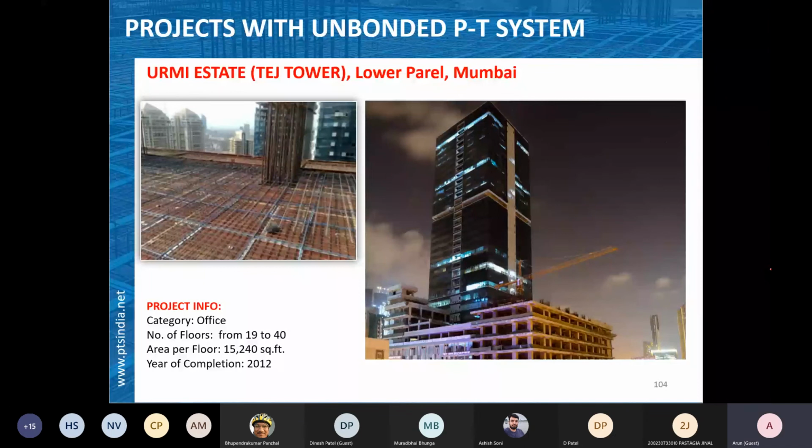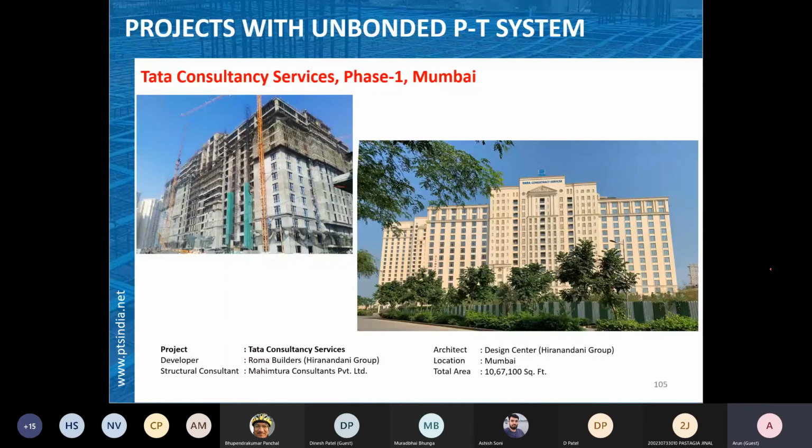This is a very huge project we completed for TCS, Tata Consultancy Services, in Powai area. This is phase one. It is a very huge building. Phase two is also similar to this, nearby. It is also completed by now, and phase three is also about to complete.